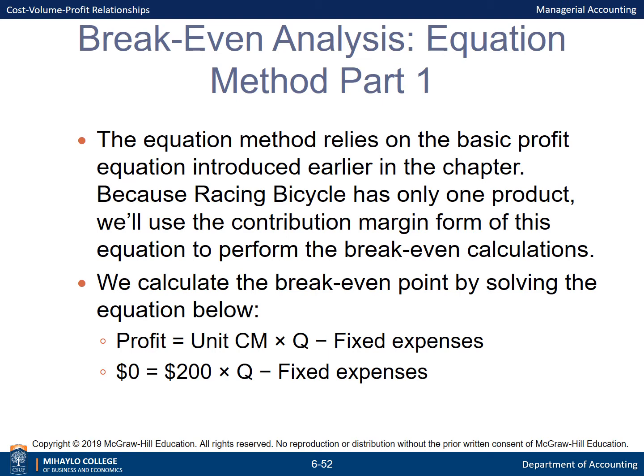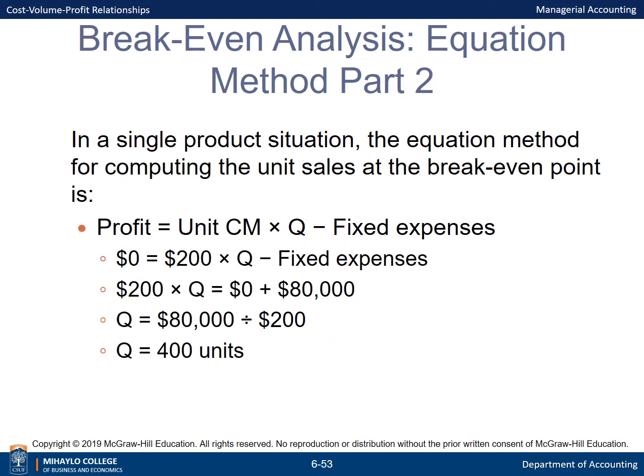Unit CM times Q, quantity sold, minus fixed expenses equals profit, which we set to 0 at the break-even point. In a single product situation, the equation method for computing the unit sales at break-even is $200 times Q equals 0 plus $80,000. Dividing $80,000 by the $200 unit CM results in a Q of 400 units to break even.